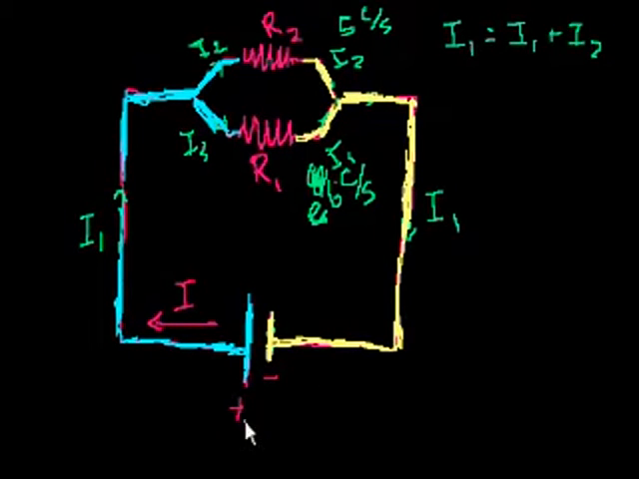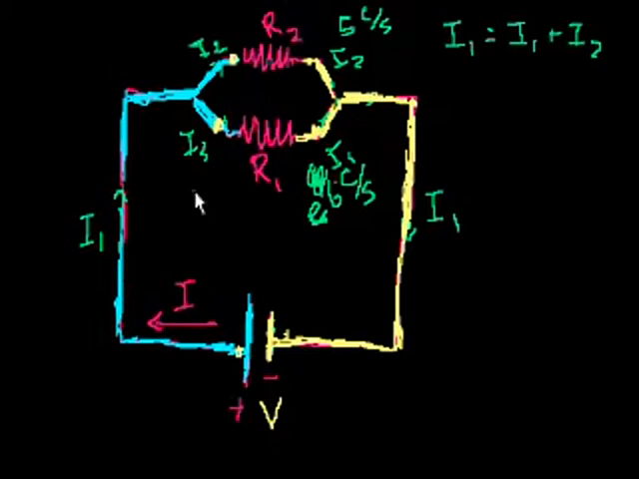Right? So the voltage difference between here and here, let's just call that the voltage, right? The voltage difference between that point and that point is the exact same thing as the voltage difference between this point and this point, which is the exact same thing as the voltage difference between this point and this point, right? So what can we say? What is the total current in the system?